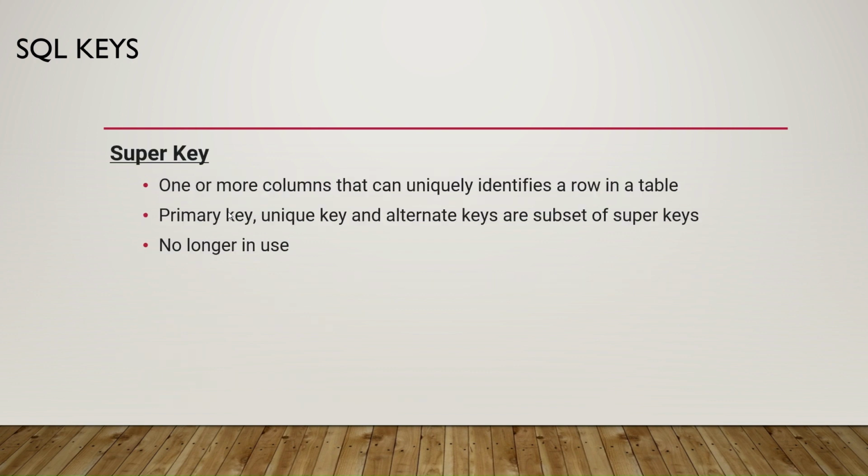Super keys. This super key is no longer used, but all the keys like primary keys, unique key, or alternate keys, these keys are a subset of this super keys. The super key can be one or more columns that can uniquely identify a row in these tables. And we no longer use super keys nowadays.